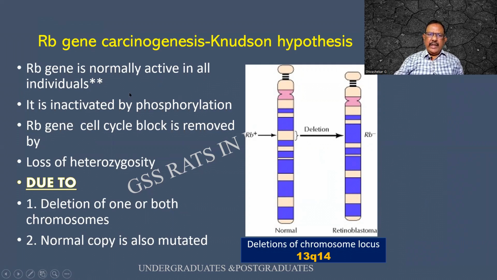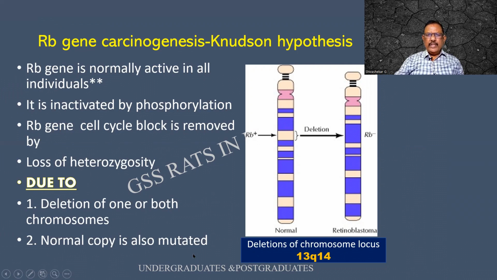The RB gene is normally active in all individuals, including you and me. It is inactivated by phosphorylation. The RB gene cell cycle clock is removed by the loss of heterozygosity. One copy from the mother, another from the father, they are heterozygous. But when this heterozygosity is lost and it becomes a homozygous defect, then there is a manifestation of a tumor, due to deletion of one or both chromosomes, or the normal copy that is there is also mutated.